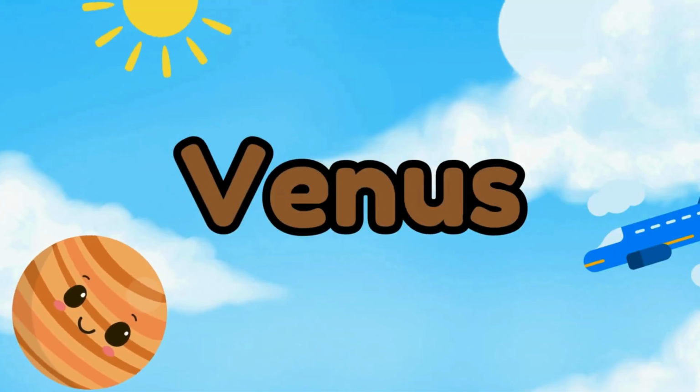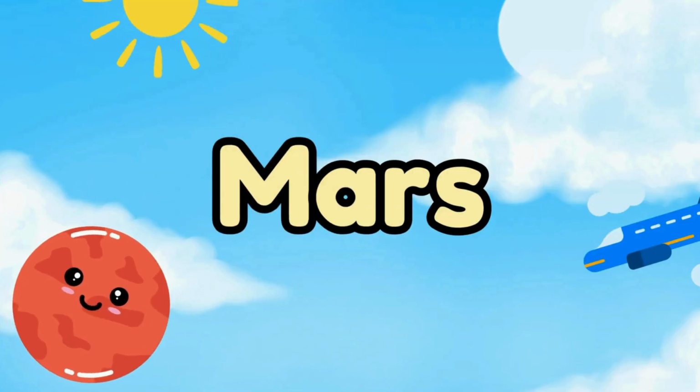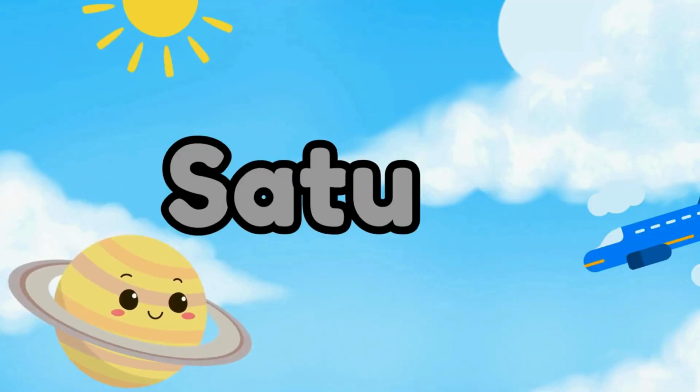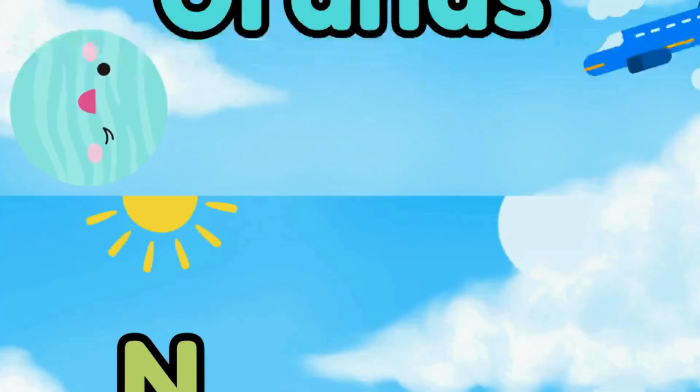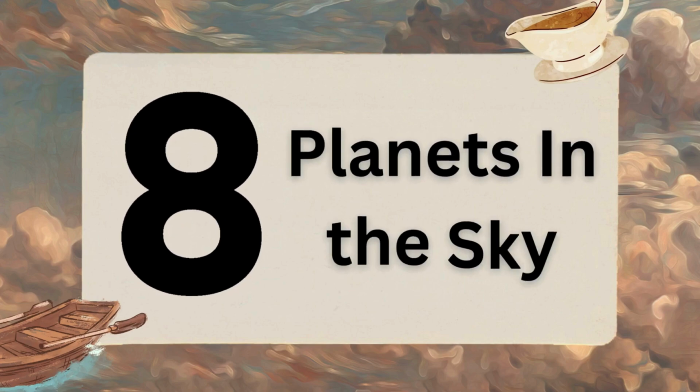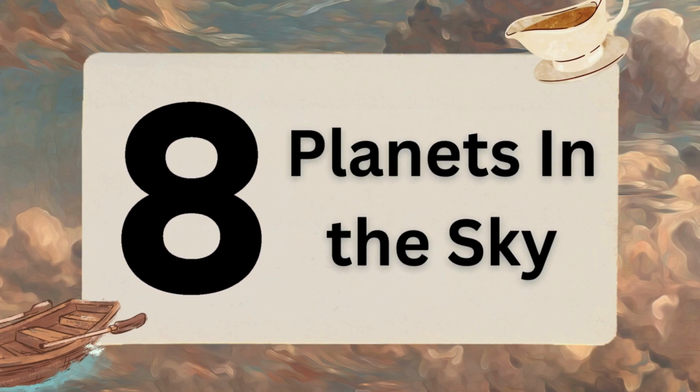Mercury, Venus, Earth, Mars, Jupiter, Saturn, Uranus, Neptune. Eight planets in the sky.